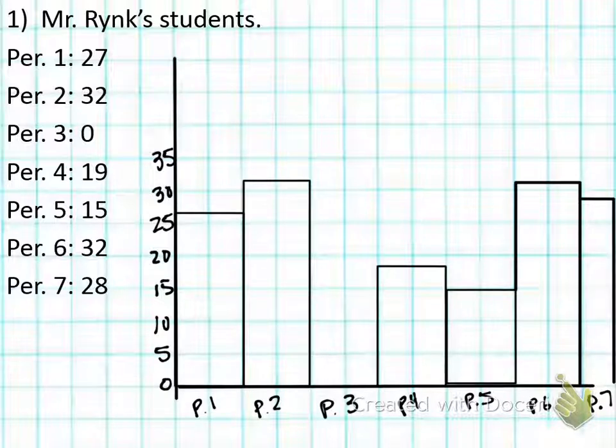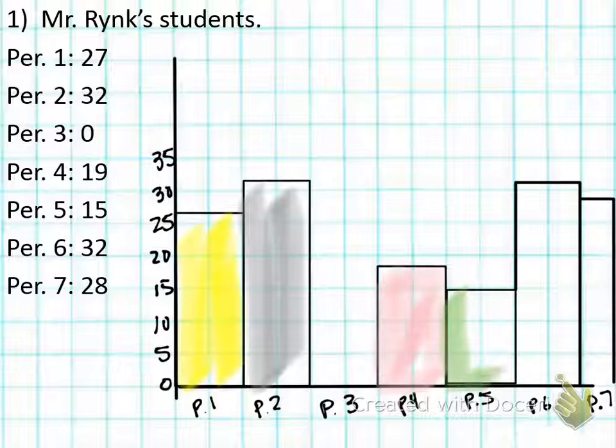Now I can also color these if I wanted to. If you have color pencils, it's cool. I can make one yellow, maybe. Period 1 is yellow. Period 2, I could do gray. Okay, period 3, there's no one. Period 4, we could do pink. Period 5, let's do green. And I would color it carefully.